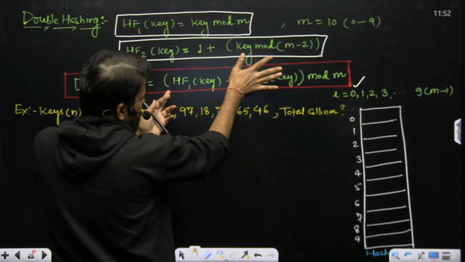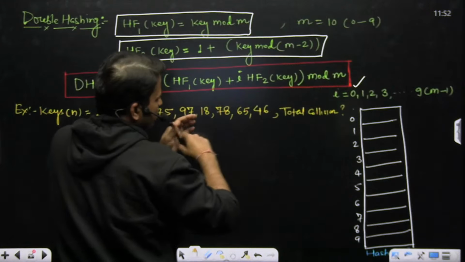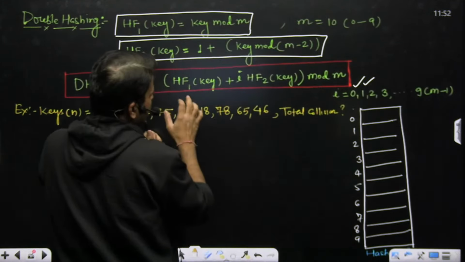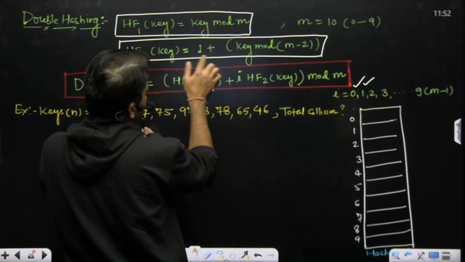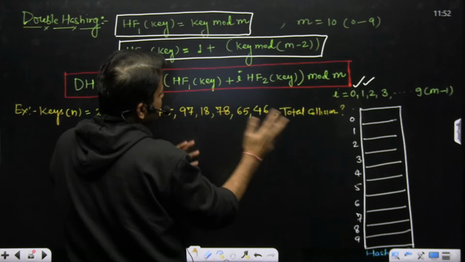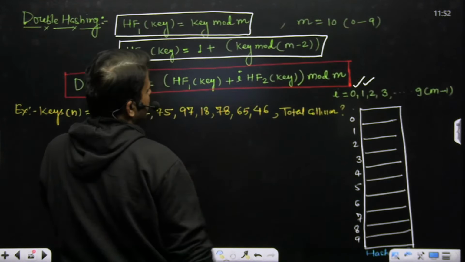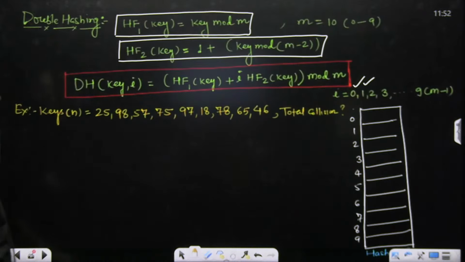When i is 1, if collision occurs then choose i value equal to 1. If you choose i value 1, then this second hash function is also active. If both are active, then it generates uniqueness, right? Unique hash indexes. Okay, student.